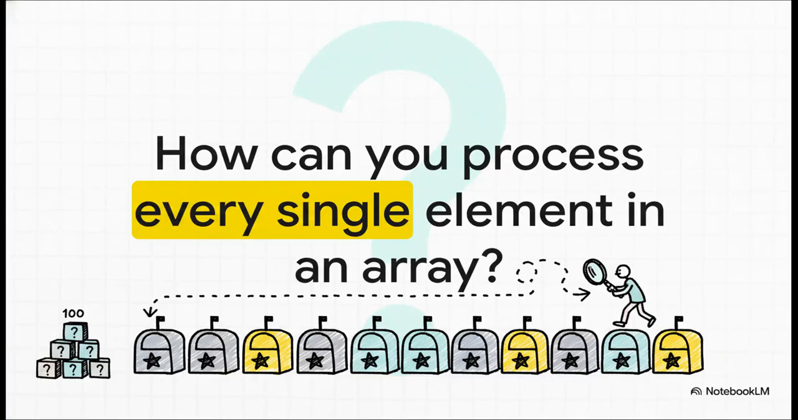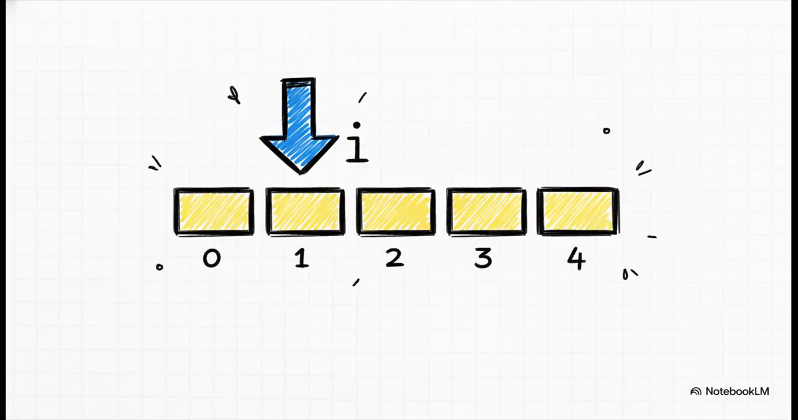Imagine you have an array with 100 student test scores, and you need to calculate the class average. You're not going to write 100 different lines of code, right? Of course not. You need an automatic, elegant way to visit every single one of those mailboxes, one after the other. And the for loop is absolutely perfect for this.